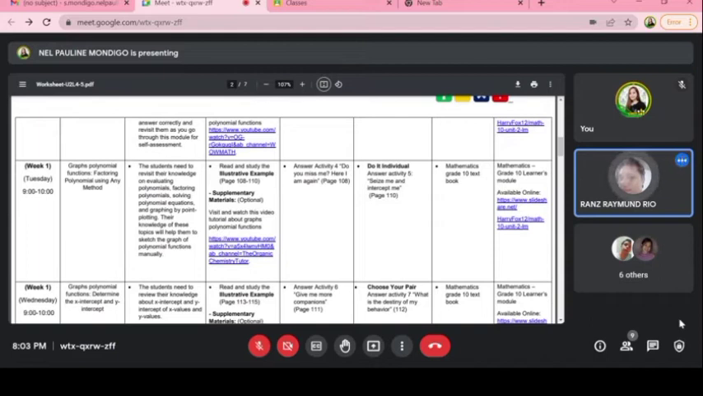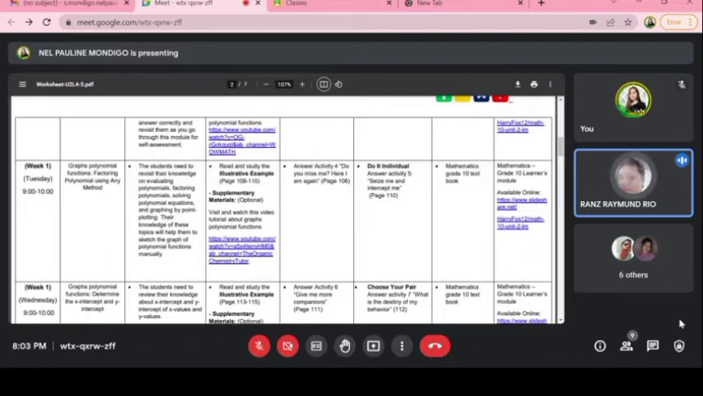For the discussion, read and study the illustrative example, page 108 to 110. For further understanding, the students can visit and watch this video tutorial about graphs of polynomial functions if they want to. And for independent practice, answer activity 4, Do You Miss Me? Here I Am Again. It's located at page 108. For the assessment, do it individually. Answer activity 5, Symmetry and Intercept Me.